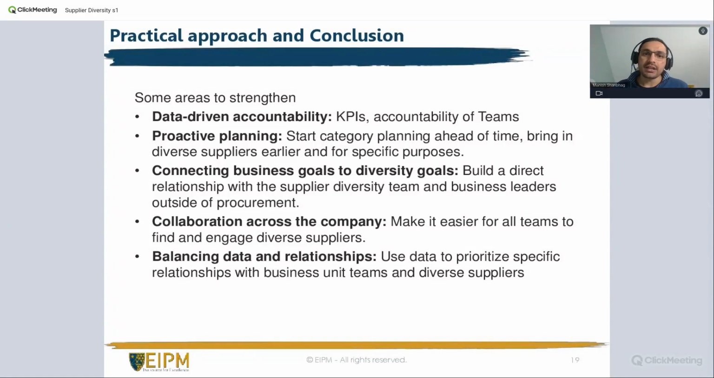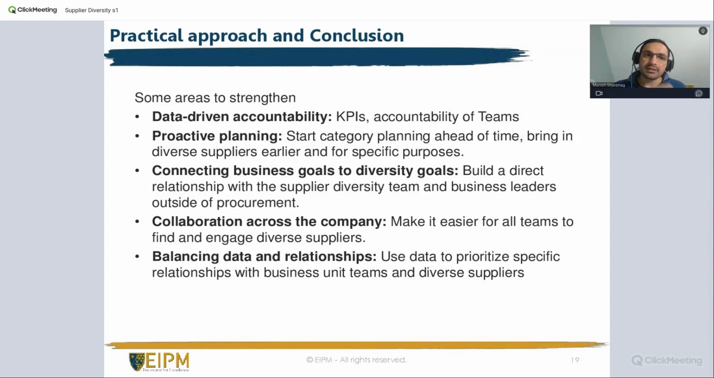Proactive planning. So again, the example that I've taken is largely category based, as you can see. Starting the category planning ahead of time, now bringing in diverse suppliers earlier, and for some very specific projects, you could do that as well. So engage the diverse suppliers even earlier in the planning, while maybe the design is being built, or you're working internally with the stakeholders and so on. You can bring in outside-in ideas as a part of your proactive planning.